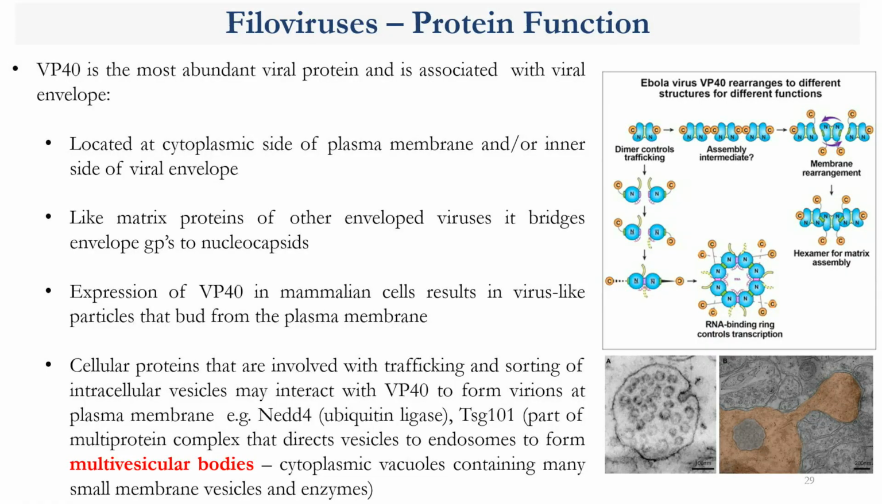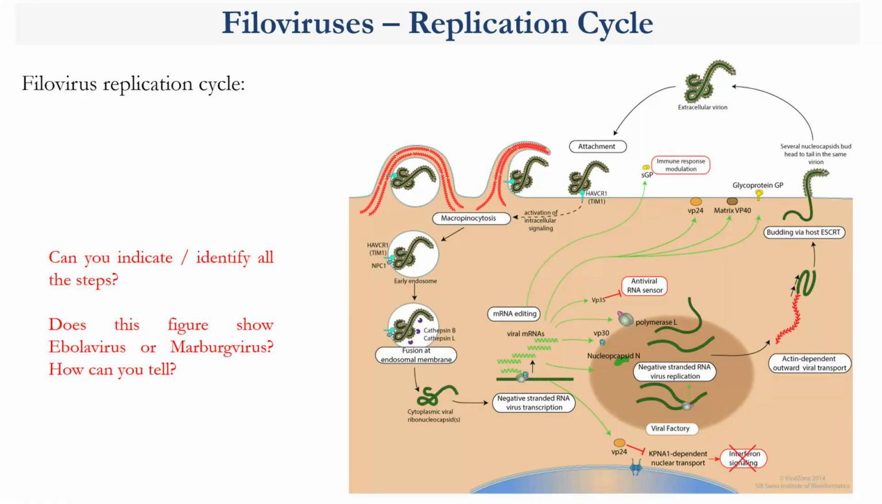Yes? All right. So let's look at the replication cycle, and you should be able to go over how Ebola virus replicates. This is something that we have already covered, and this is a summary of what's happening. So can you identify all the steps? If you can identify all the steps and all the players involved, you know how Ebola virus works. Question for you right now: how can you tell if this is showing us Ebola virus or Marburg virus?